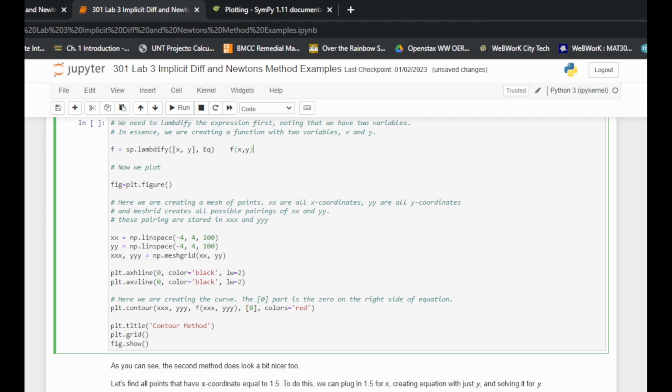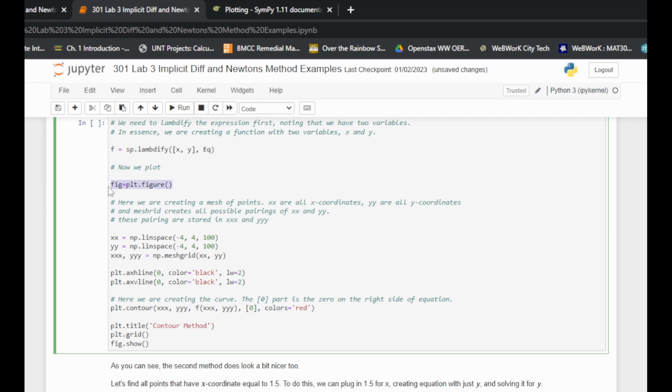Now, of course, we don't want all the answers. What we really want, we want to know when this is 0, right? And this will be our curve. Different values for x and y, of course, may give me different outputs this way. But we only care about the 0 one.